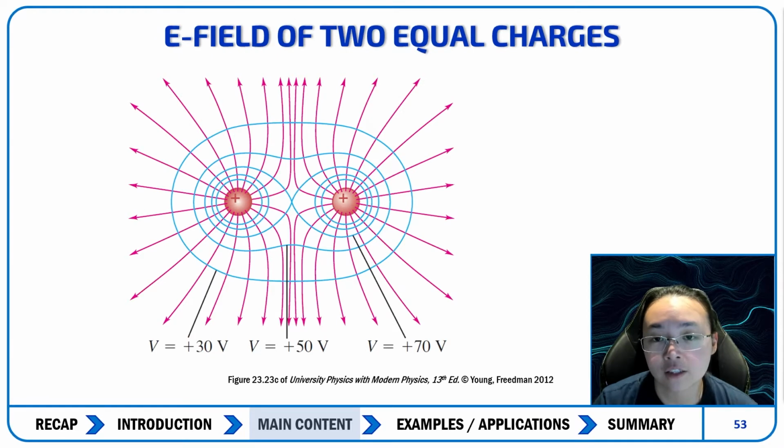Now, looking at the next one, we have the electric field of two equal charges. Something to keep in mind is equipotential lines can never cross if they are of different potentials. Can they cross? Yes, they can, because over here it is crossing, or maybe they're just touching. But what we can assume is that if they do look like they're crossing, the equipotential lines that cross have to be at the same potential.